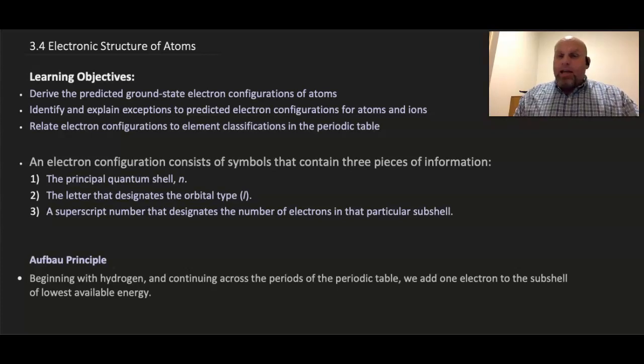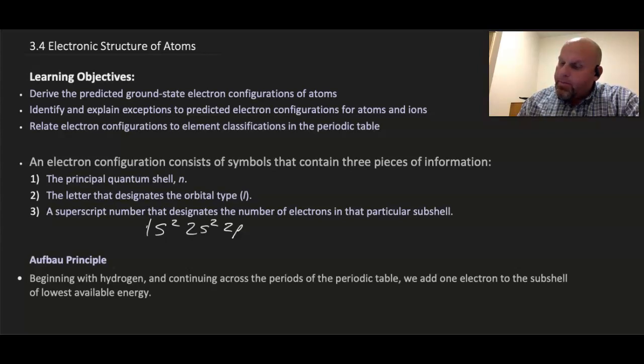Okay, so now we're going to get into actually doing an electron configuration after talking about the quantum numbers in our last unit. An electron configuration consists of symbols that contain three pieces of information: the quantum number, the letter designating the orbital type, and a subscript that designates the number of electrons. You're going to see these electron configurations look something like this, and we'll talk throughout the rest of the video on how we go about doing that.